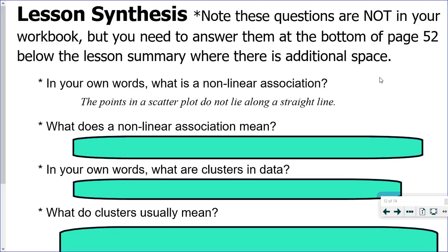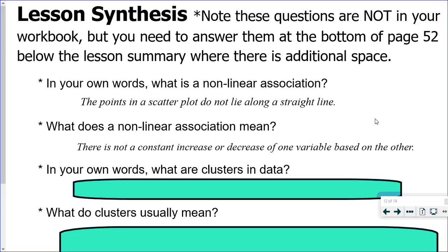Question number 2, what does a nonlinear association mean? I was hoping that you were thinking something along the lines of this: there is not a constant increase or decrease of one variable based on the other. So what does a nonlinear association mean? There is not a constant. That is the key word here, constant. Because we know when data has a linear association, there is a typical constant rate of change that we can identify based on our fitted line, like we saw in yesterday's lesson. So if you need to add to your notes for this question, please do so.